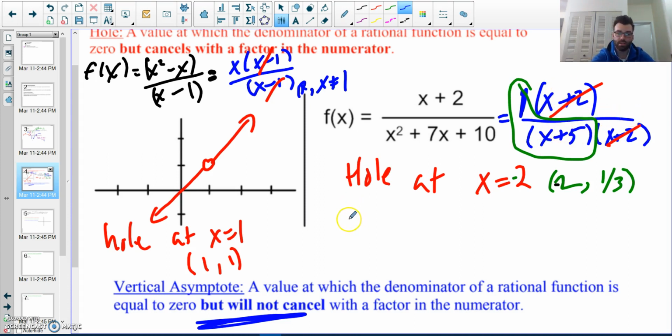So for this rational function here, I'm going to have a vertical asymptote at, well, the x plus 5 is causing me issues, so I'm going to have a vertical asymptote at x equals negative 5. We're going to determine our vertical asymptotes by what's left over. That's why there wasn't a vertical asymptote here at x equals 1, because there was the hole at x equals 1.